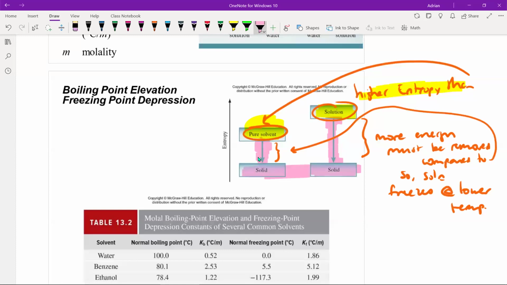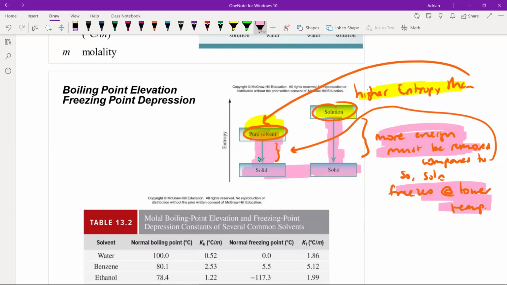What this means is that we need to remove more energy from the solution to convert it to a solid than we would need to remove from the solvent to convert it to a solid. So since we need to remove more energy on the right side here, the solution is going to freeze at a much lower temperature than the solvent would.